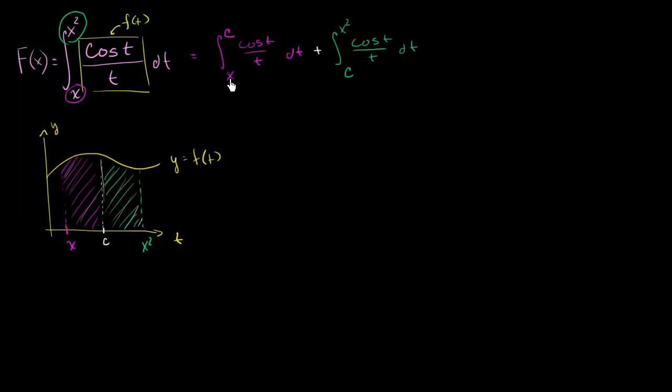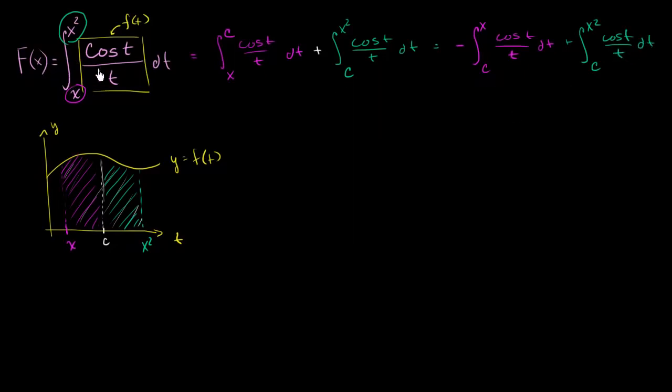This is almost in a form we're used to seeing, where the x is the upper bound. But we already know what happens. We can swap these two bounds, but it will just be the negative of that integral. So this is going to be equal to, let me rewrite it, the negative of the definite integral from c to x of cosine t over t dt, plus the definite integral that goes from c to x squared of cosine t over t dt.